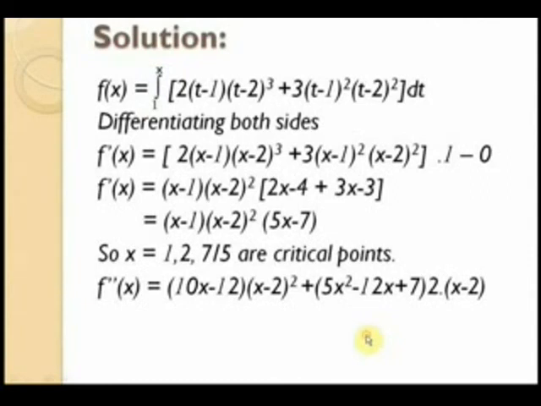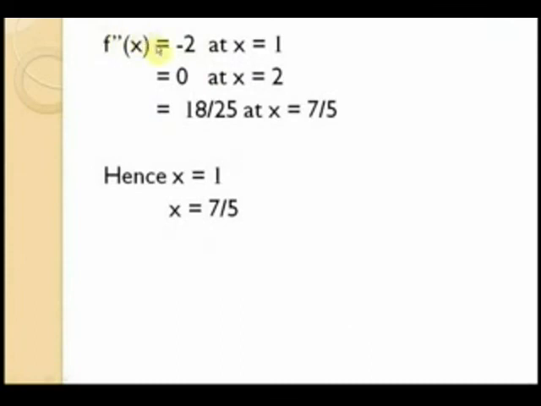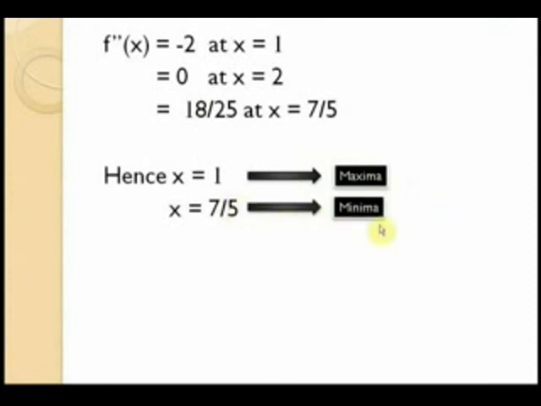So f double dash x is equal to minus 2 at x equal to 1. It is equal to 0 at x equal to 2, and is equal to 18 by 25 at x equal to 7 by 5. Thus this is a negative value, this is 0, and this is a positive value. So we can say that x equal to 1 is a point of maxima, and x equal to 7 by 5 is a point of minima. The point x equal to 2 is neither a point of maxima nor minima.